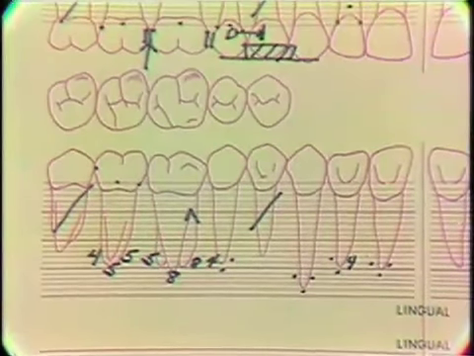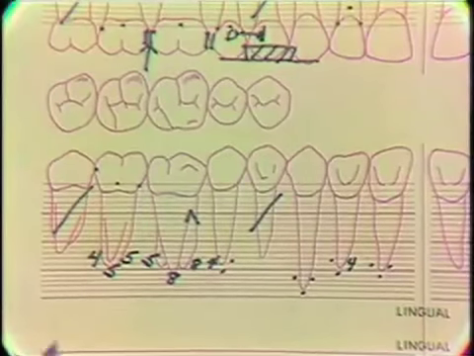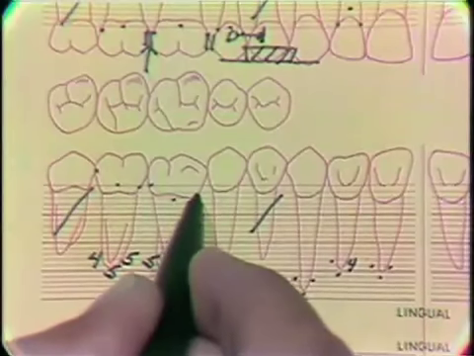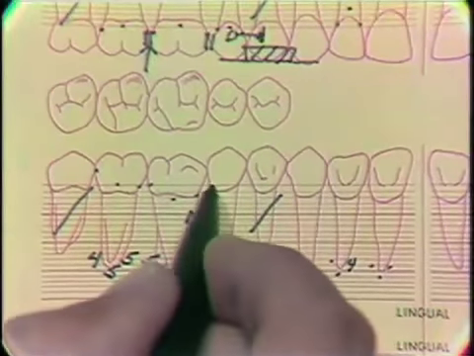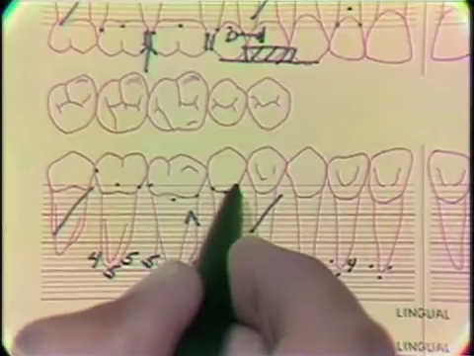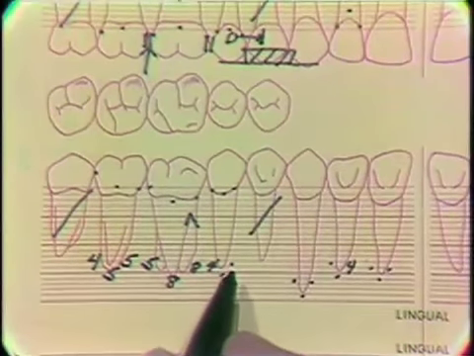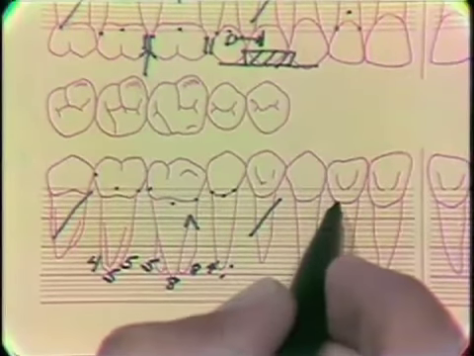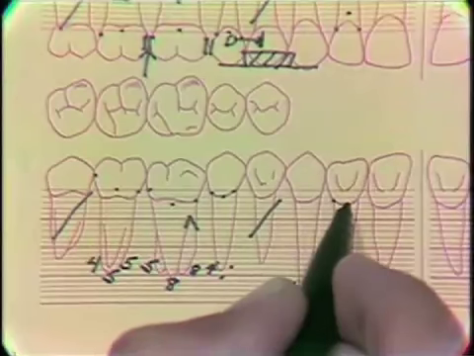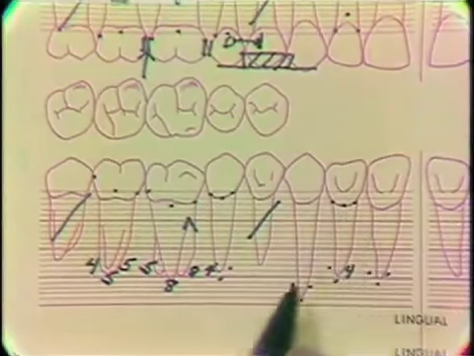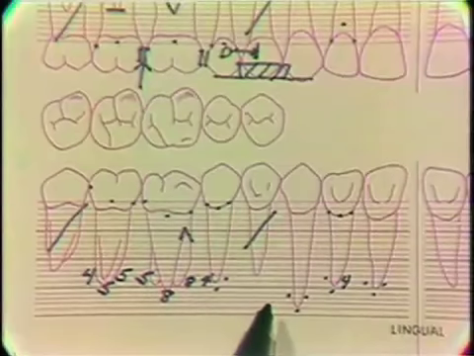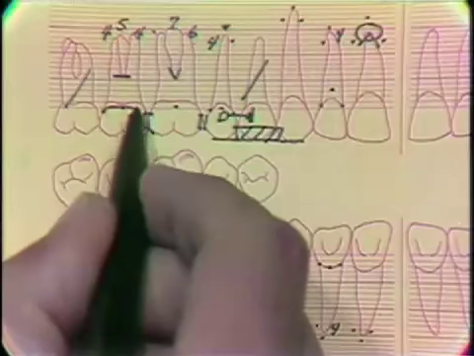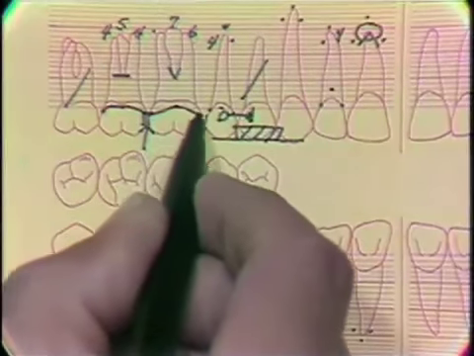The next tooth that has pocket depth is tooth number 3, and we have 1, minus 1, 0. Tooth number 4 is 0, 0, 0. In this case, the free gingival margin is at the cementum enamel junction. And on tooth number 7, we also have 0, 0, 0. Once the dots have been recorded indicating the level of the free gingival margin, I would then connect them, which gives you a graphic representation of the level of the free gingival margin.